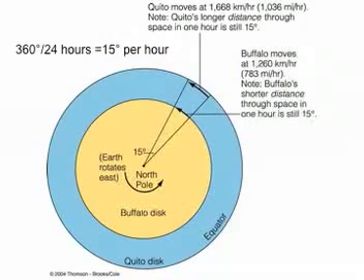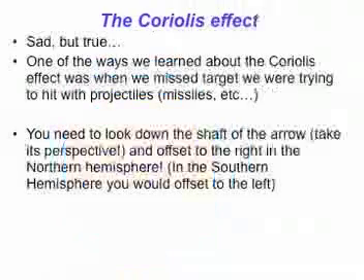All right, and just another thing: 24 hours is a 360-degree circle, right? So it has to move 15 degrees every hour, and 15 degrees of what we call arc is a lot shorter for Buffalo than it is for Quito. So Quito has to travel much faster than Buffalo to end up at the same place 24 hours later.